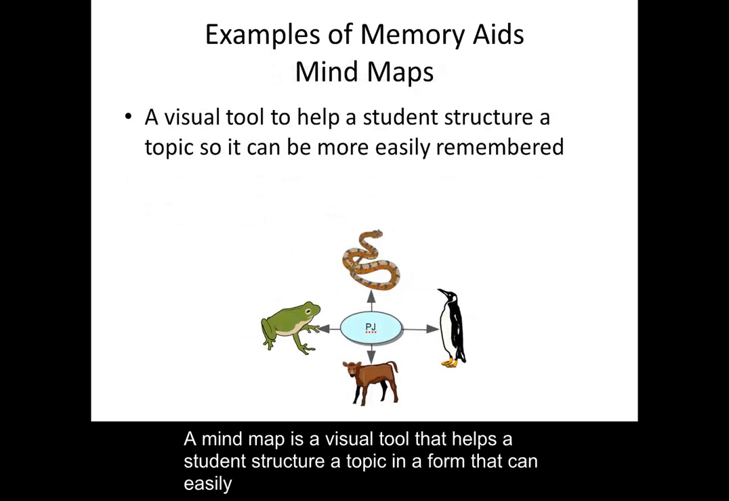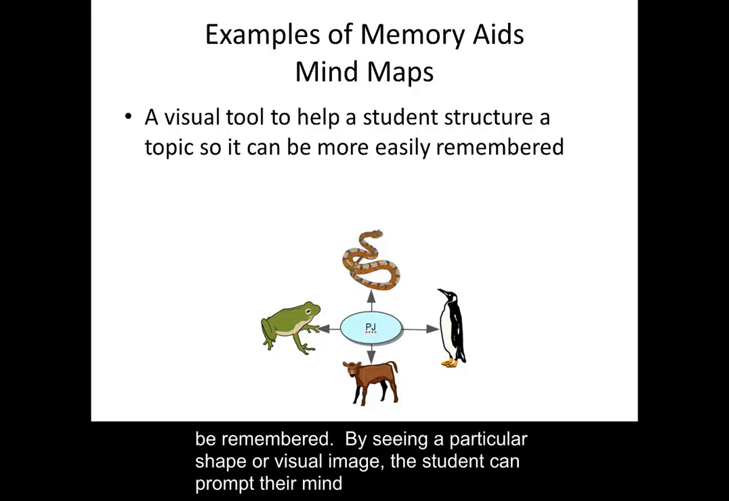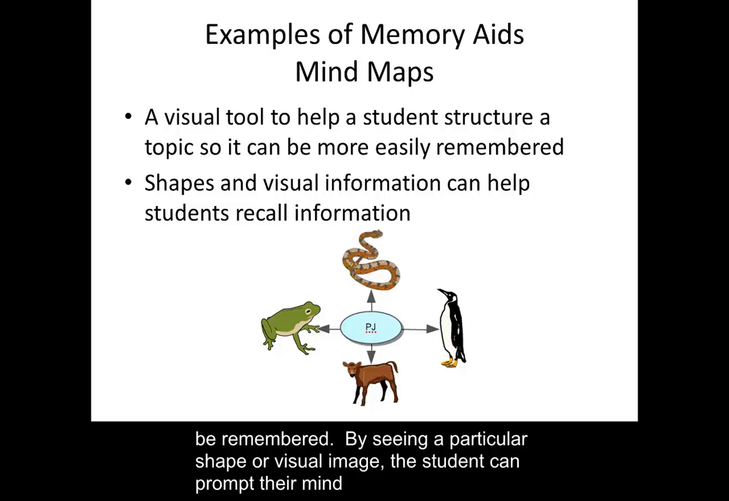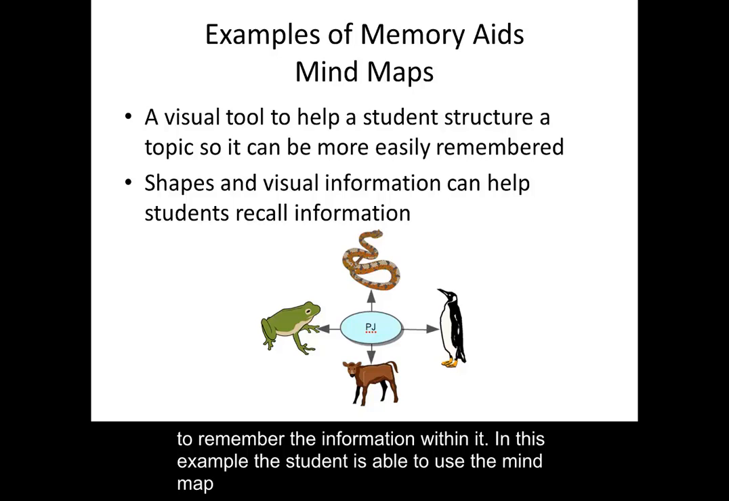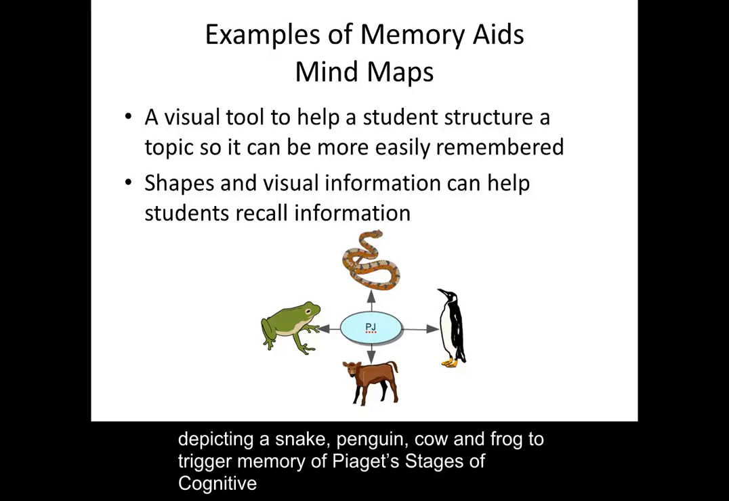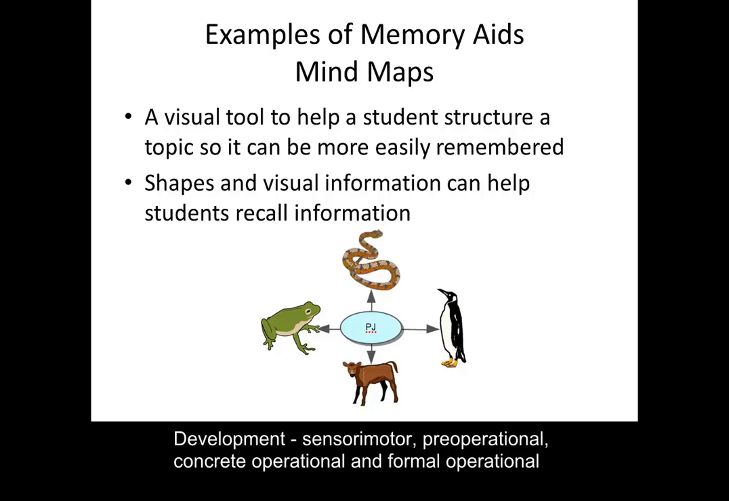A mind map is a visual tool that helps a student structure a topic in a form that can easily be remembered. By seeing a particular shape or visual image, the student can prompt their mind to remember the information within it. In this example, the student is able to use the mind map depicting a snake, penguin, cow, and frog to trigger memory of Piaget's stages of cognitive development: sensory motor, pre-operational, concrete operational, and formal operational.